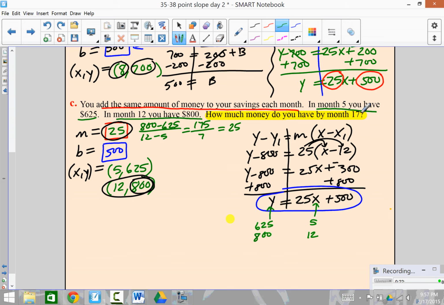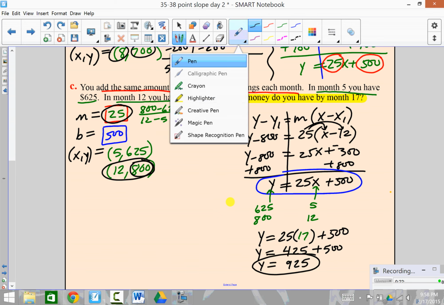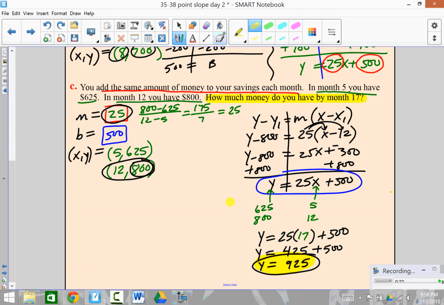How much money do you have by month 17? So I would do y equals 25 times 17 months plus 500. And that should give us 25 times 17 is $425. And $425 added to the 500 you started with, by month 17, you will have $925. So in the end, final answer to this question is $925.